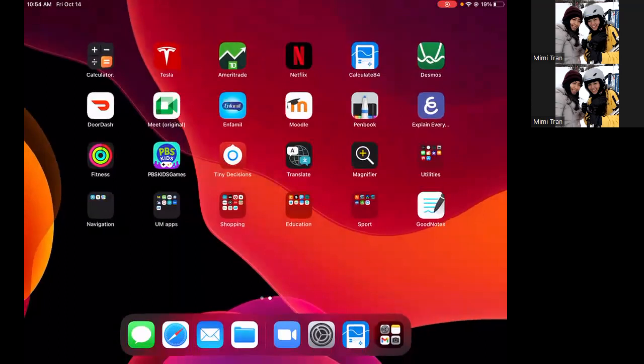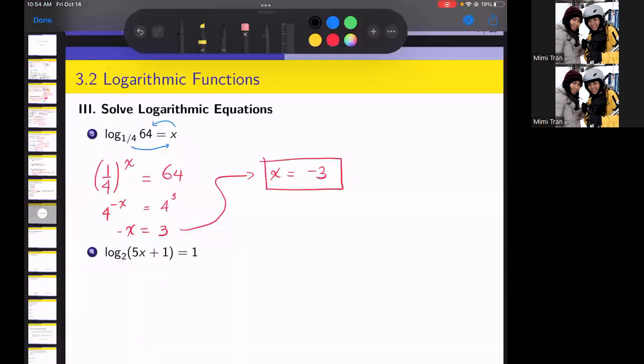Because we have the power exponential rule. If I have 1 over a to the m, it is equal to a to the negative m over 1, right? Or you have a to the m over 1, which is the same thing as 1 over a to the negative m. Every time you flip, you change the sign of the powers.